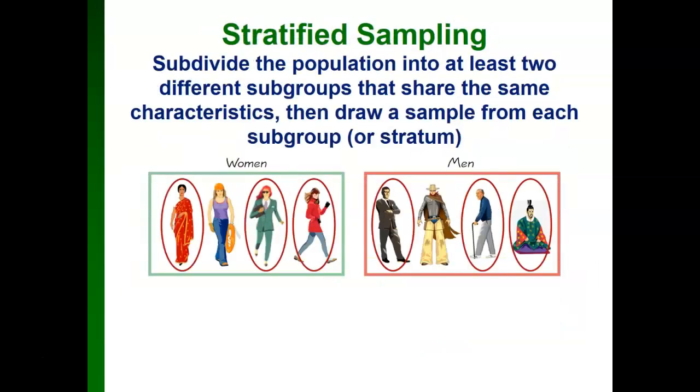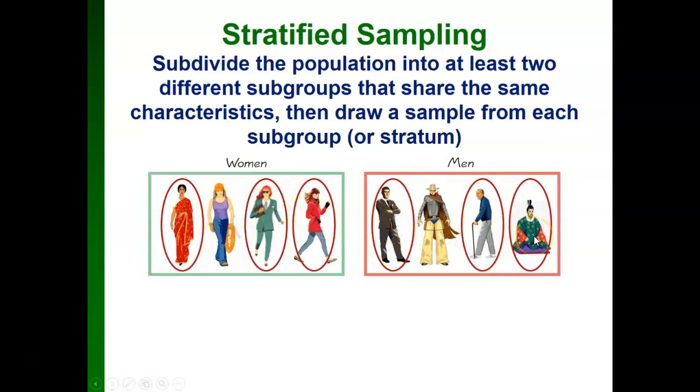The next type is stratified sampling. For this method, we subdivide the population into at least 2 different subgroups that share the same characteristics. Then we draw a sample from each subgroup. So in this picture, the population is divided into women and men, 2 different groups, and then individuals are randomly selected from each group.